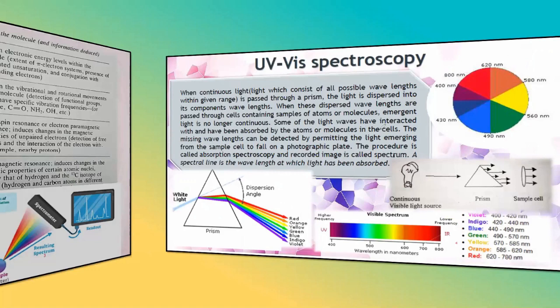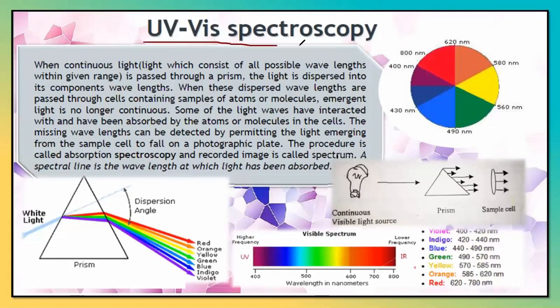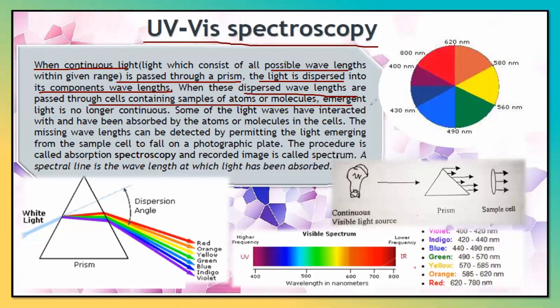So next we have UV visible spectroscopy in detail. First of all let us see what is written in the text and then we will go into the details. It is clearly written that when continuous light of all possible wavelengths is passed through a prism, the light is dispersed into its component wavelengths. When these dispersed wavelengths are passed through cells containing samples of atoms or molecules, then this light is no longer continuous.